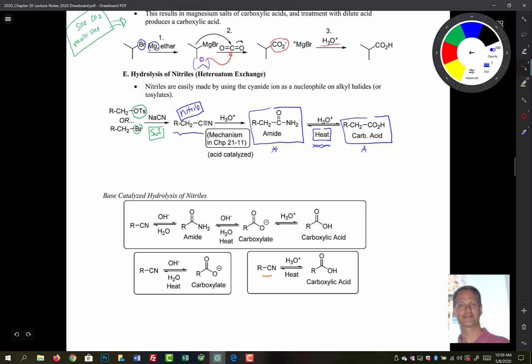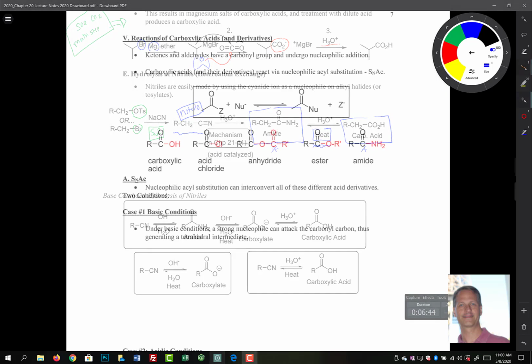A nitrile with heat and acid takes you to the carboxylic acid, right? So two different methods, or reaction conditions, I should say, that end up with the same essential product. And again, that mechanism is going to be reserved for chapter 21.